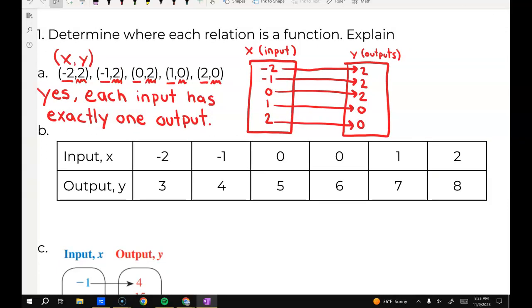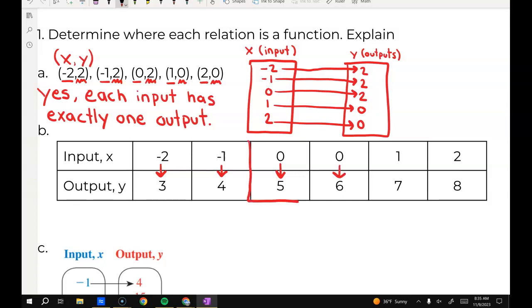When we input a -2, we get out a 3. When we input a -1, we get out a 4. When we input a 0, we get out a 5. When we input a 0, we could also get out a 6. So we could have this right here.